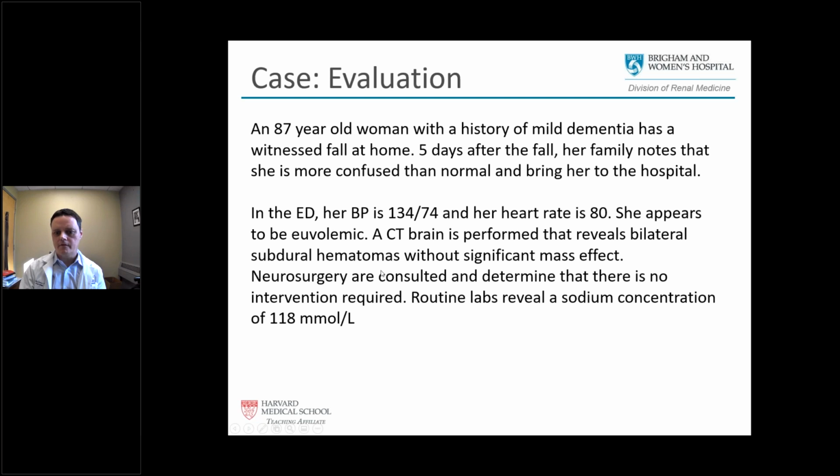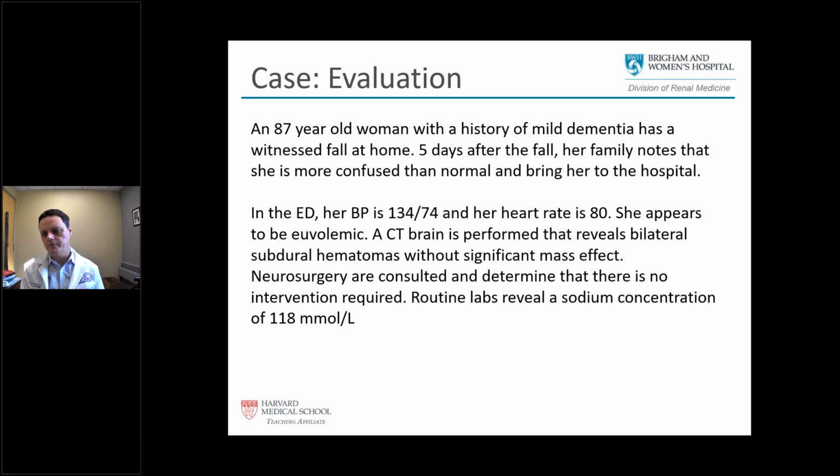All right, so let's go to a case again. An 87-year-old woman with a history of mild dementia has a witnessed fall at home. 5 days after the fall, her family notes that she's more confused than normal and bring her to the hospital. In the ED, her blood pressure is 134/74 and her heart rate is 80. She appears to be euvolemic, meaning that she's not volume depleted. And her blood pressure is normal and her heart rate is normal, which again suggests that she's not volume depleted.